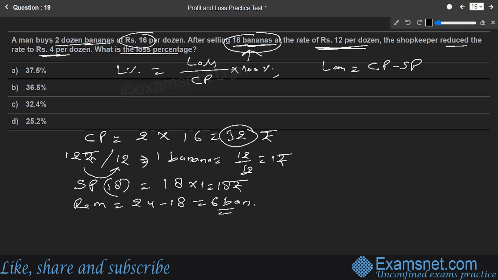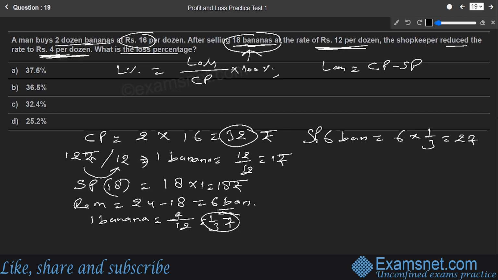Okay, these 6 bananas are being sold at what rate? The rate is rupees 4 per dozen. That means one banana will cost how much? 4 by 12, that is 1 by 3 rupees. One banana will be sold at 1 by 3 rupees. So we have 6 bananas left. So the 6 bananas' selling price will be how much? 6 into 1 by 3, that is 2 rupees. So the 6 bananas have been sold at 2 rupees.